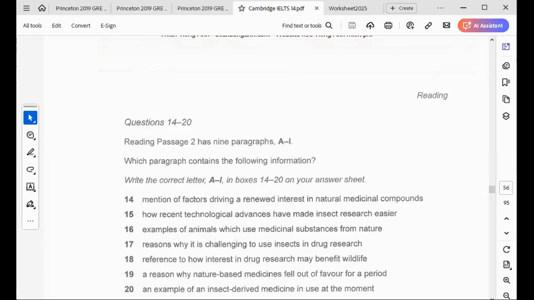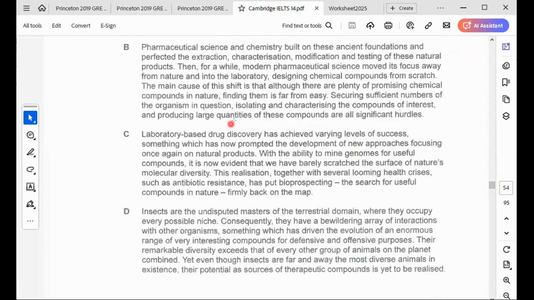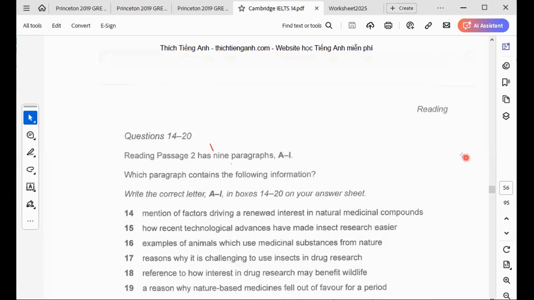The paragraph mentioned two factors driving what? Renewed interest in natural compounds. What are the two factors? The first factor they mentioned is what? New approaches, the ability to mine genome. Ability to mine what? Ability to mine genome. Okay, and then several looming health crises. That's another factor. So those two factors are the reason why I'm picking paragraph C.